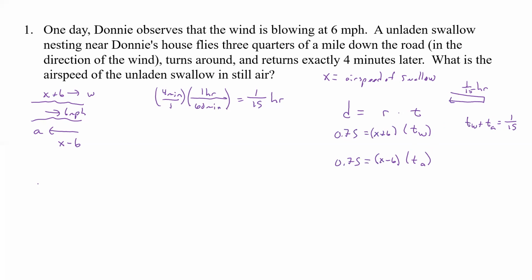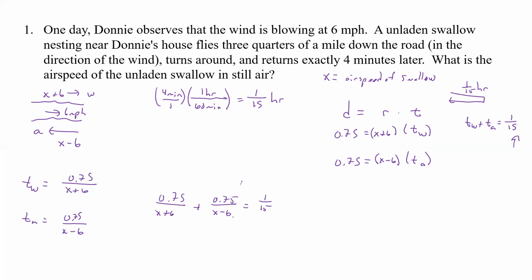So now we're going to come over here. TW is equal to 0.75 divided by x plus 6, and TA is equal to 0.75 over x minus 6. Now I know what TW and TA are, and I can plug that into this formula. So I can say 0.75 over x plus 6 plus 0.75 over x minus 6 is equal to 1 over 15. Now with this, it's going to be hard to add.